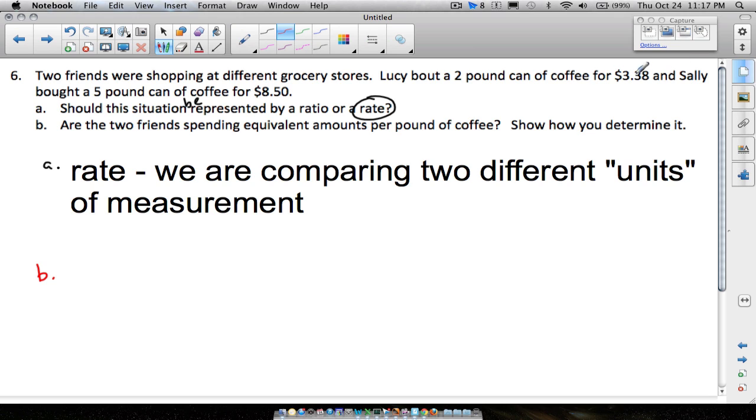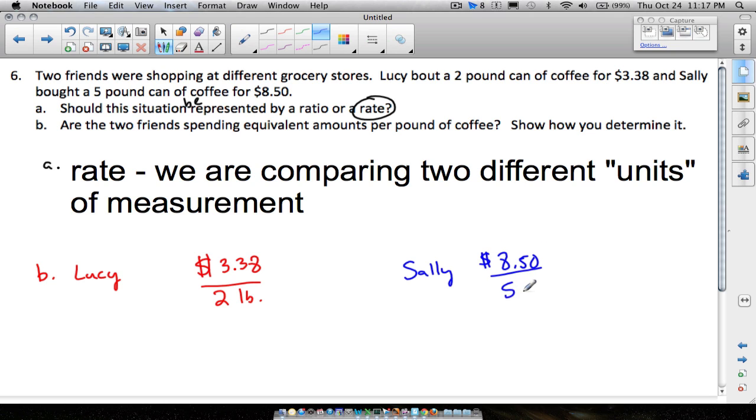What's the unit price? Well, let's look at Lucy. Lucy paid $3.38 for 2 pounds, whereas Sally paid $8.50 for 5 pounds. Now notice I put my costs at the top, my pounds at the bottom, because once we divide this, we're going to figure out the price per pound. Let's go ahead and do that right now.